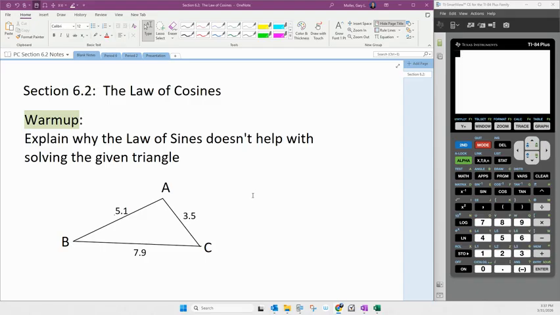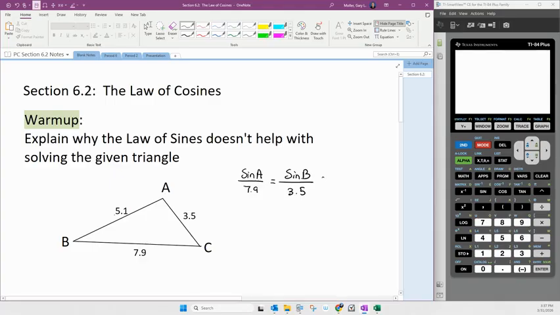And therefore, if I was going to try to use the law of sines, then I could write the sine of A over 7.9 equals the sine of B over 3.5. And you can clearly see I do not have enough information in order to successfully solve for one of the missing variables. Tacking on the other one doesn't do me any good because I do not have a ratio established. I do not know how to solve this. So the law of sines is limited.